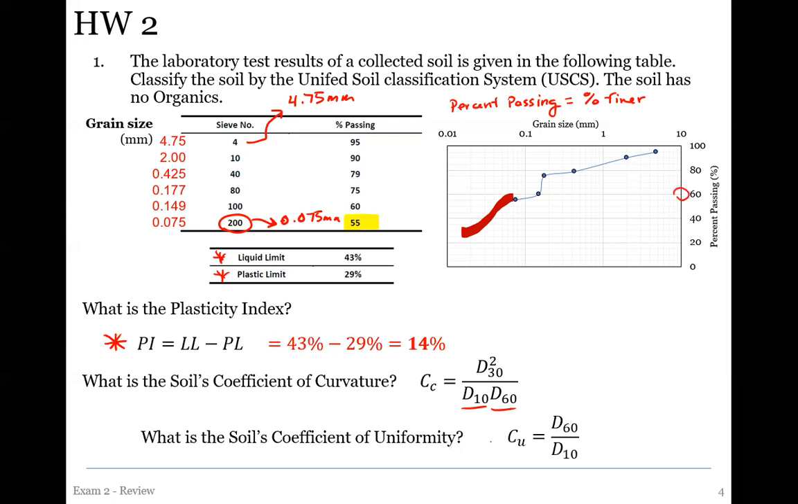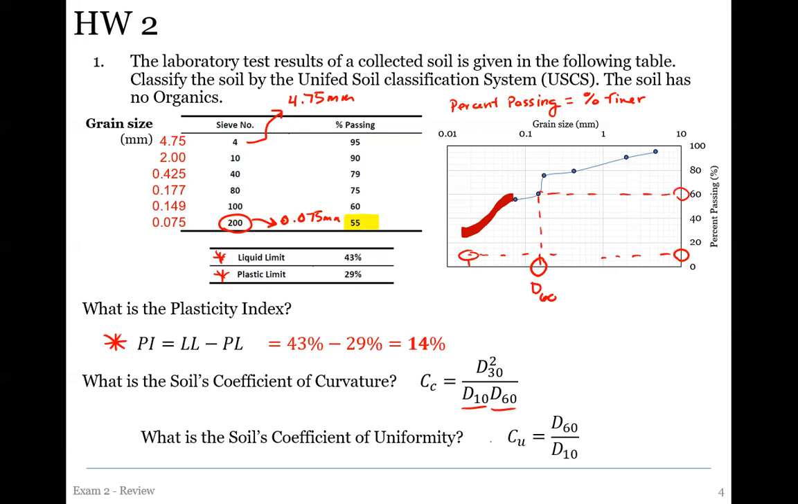So how you would normally read that is the percent passing here. Our D60 you would read over, and wherever it intersects with our curve, you would read down, and this would be our D60, for example. But you'll see for this one, our D10, we don't have enough information. And that is, again, because we're missing the hydrometer there. So this was kind of meant to make you guys think a little bit.